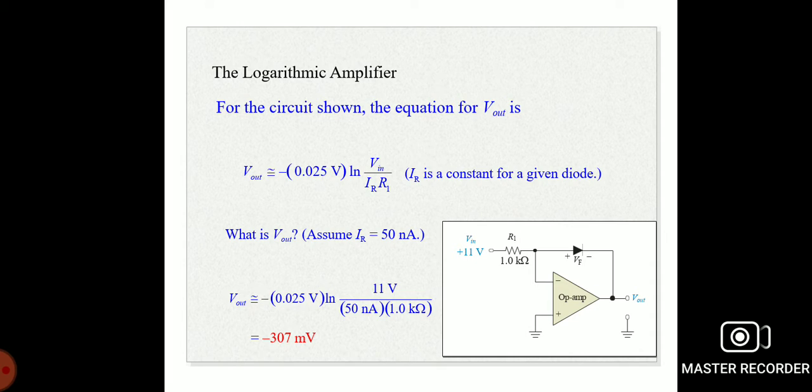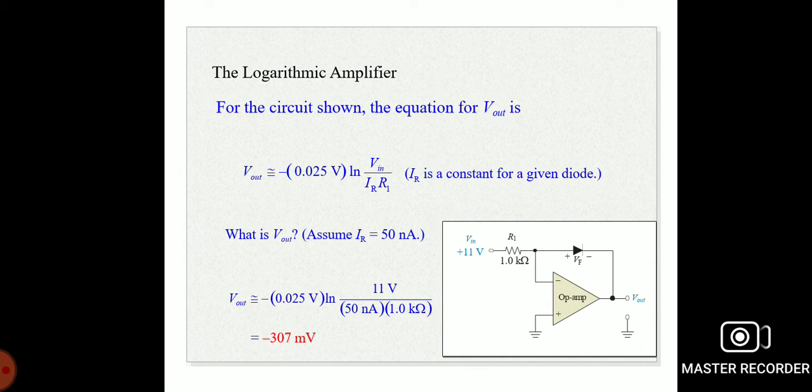So what is the output voltage? We are assuming the reverse current is equal to 50 nano amps. So the output voltage is equal to minus 0.025 volt times ln of 11 divided by 50 nano amps times 1.5 kilo ohm. So therefore the average value of the output voltage is equal to minus 307 millivolt.